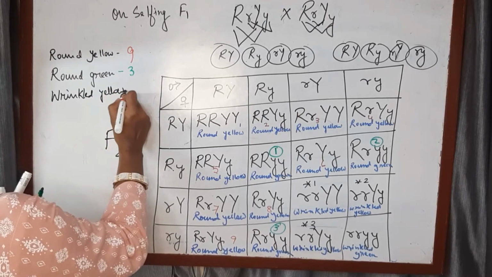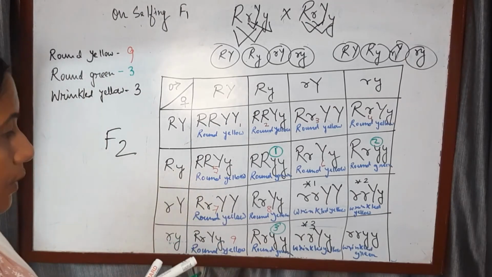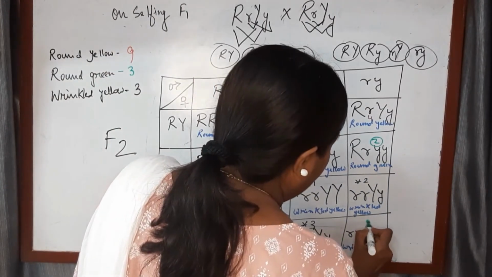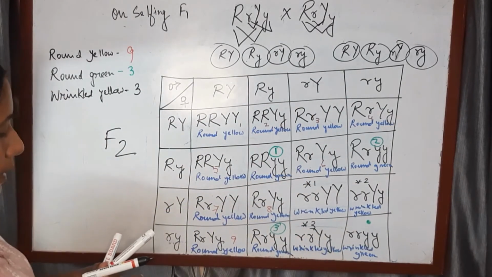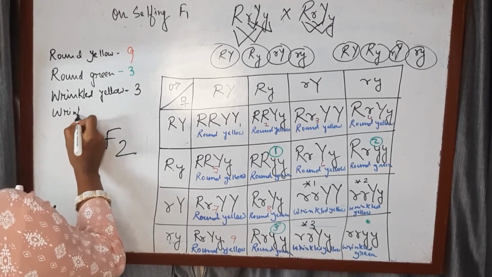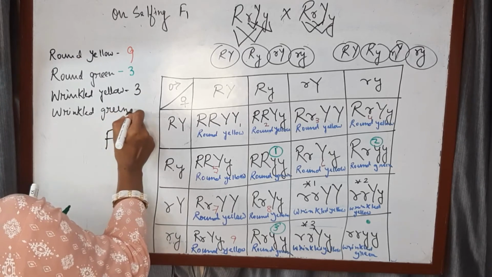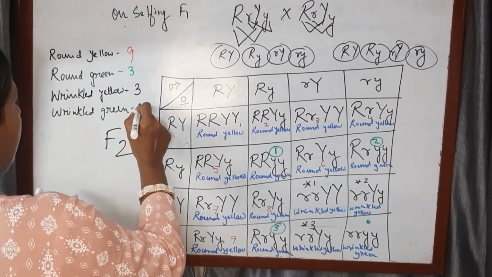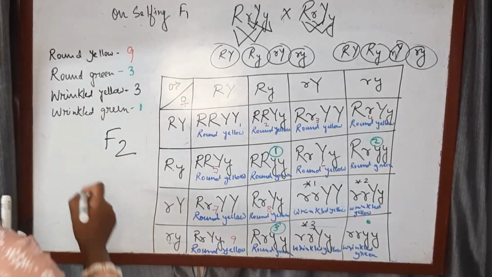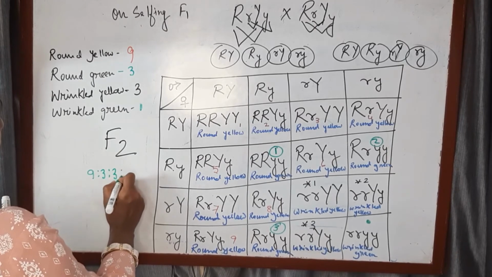three. And finally the wrinkle green, only one. I am putting a dot for it. Wrinkle green, only one. So wrinkle green, the trait of the parental generation, is only one. So what is the ratio you are getting? 9 is to 3 is to 3 is to 1. So the phenotypic ratio is 9:3:3:1.